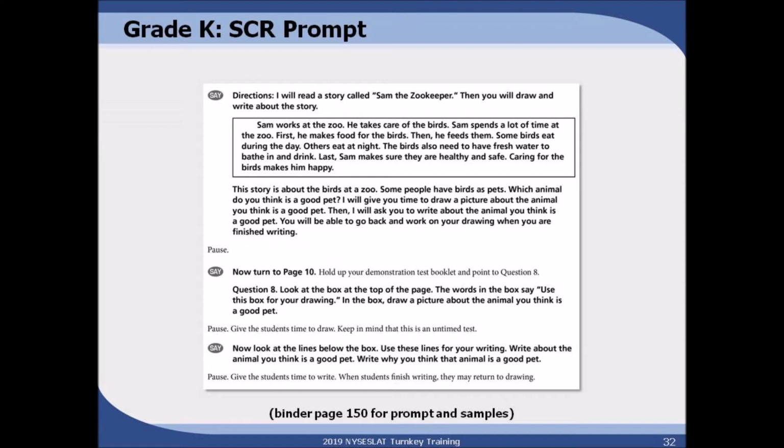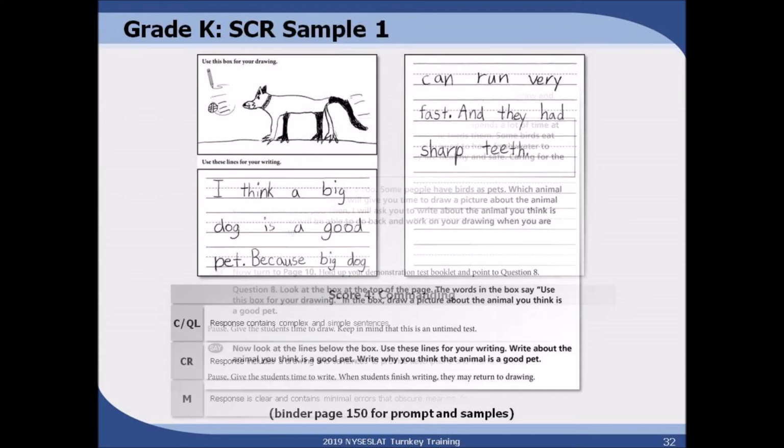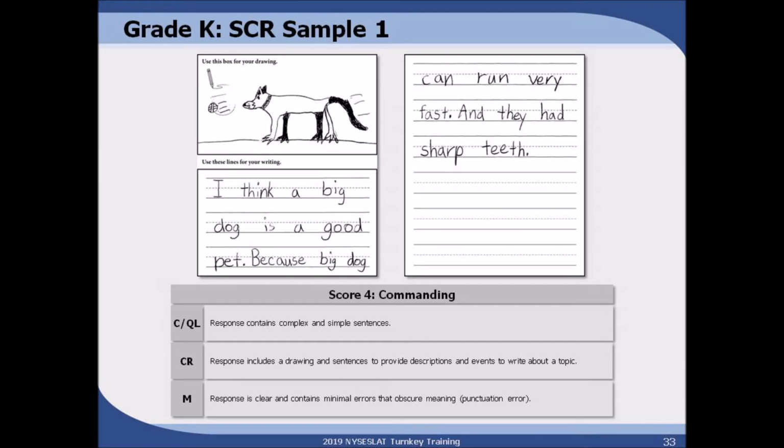After giving the students time to draw, the examiner reads, "Now look at the lines below the box. Use these lines for your writing. Write about the animal you think is a good pet. Write why you think that animal is a good pet." Sample 1 is scored a 4, commanding.